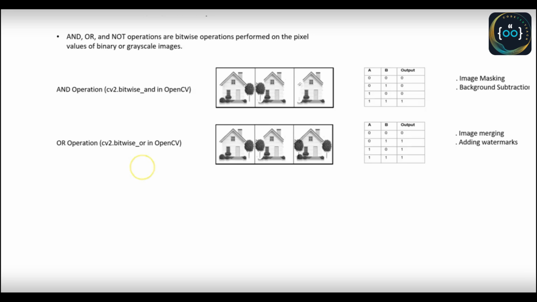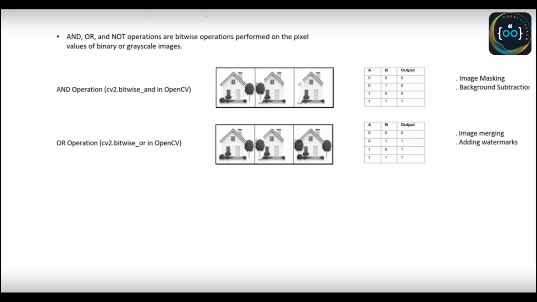The OR operation is also performed on a pixel by pixel basis. For each pixel, if the corresponding pixel value in either of the images is true, then the output pixel will also be true. If both are false, the output pixel will be false. This can be used to combine the non-zero regions of two images or masks. The OR operation is useful in image merging and adding watermarks.